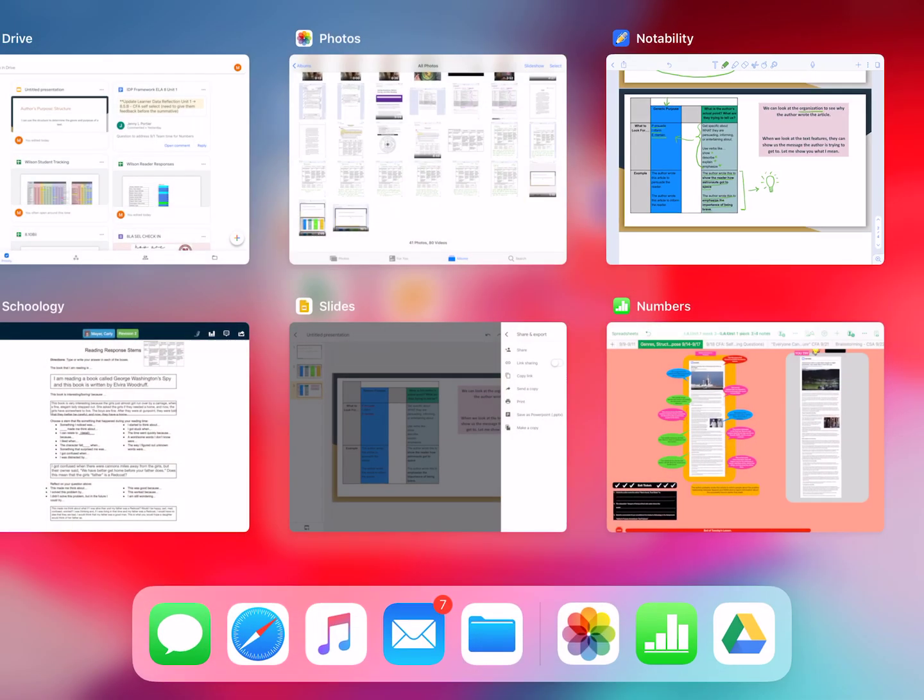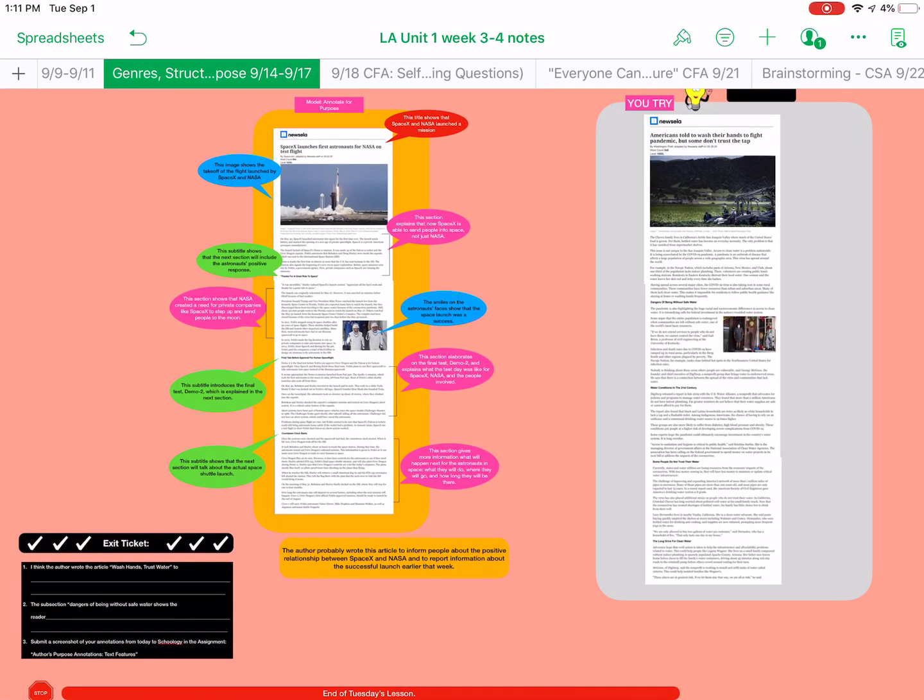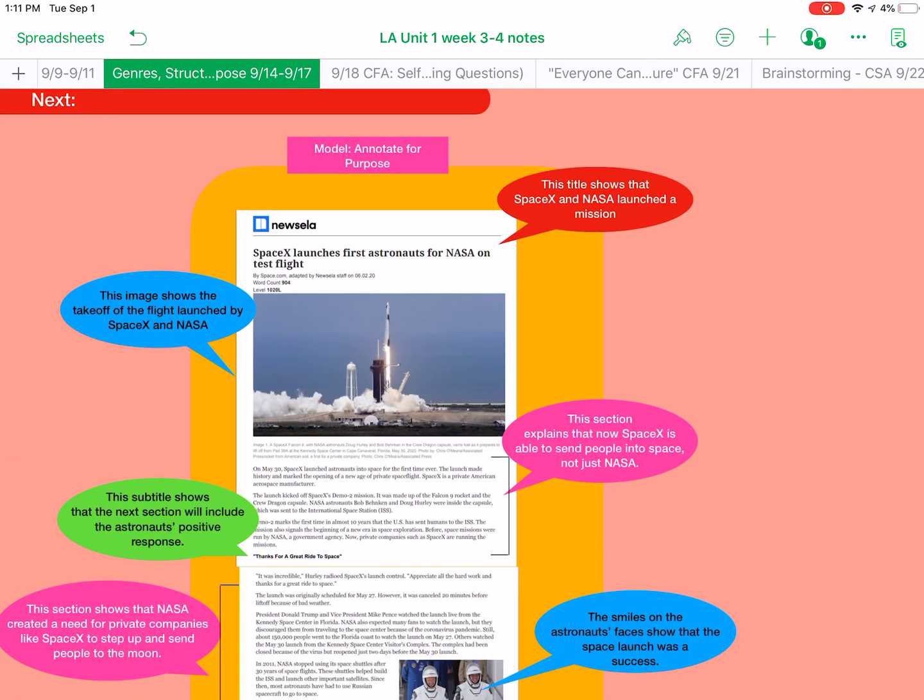I'm going to show you what I mean in our NASA SpaceX article. So this is the article that you looked through yesterday, and you've already annotated for comprehension, meaning you already know what this article is about. So today we're going to look at why this author presented these text features in the order he or she did. So what is the reason behind each of these text features, and how do they help the reader? That's going to be purpose.